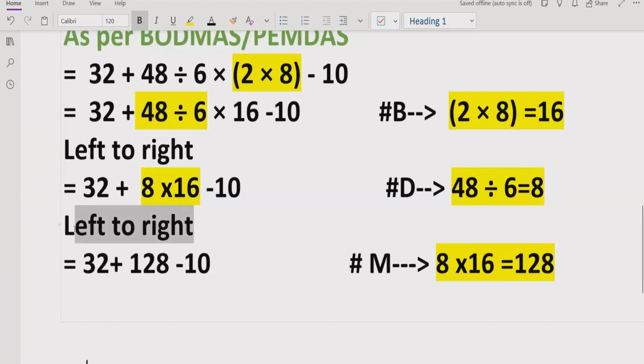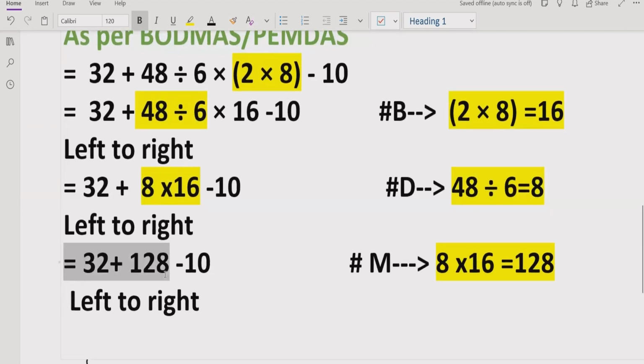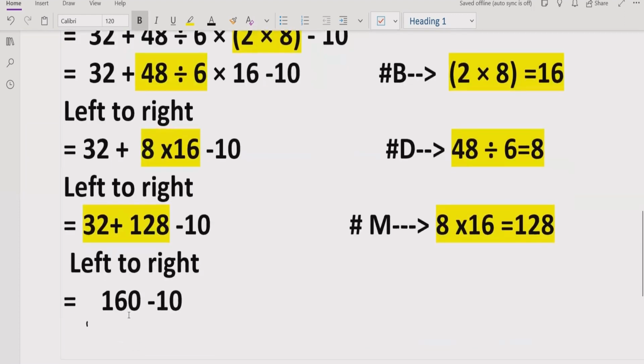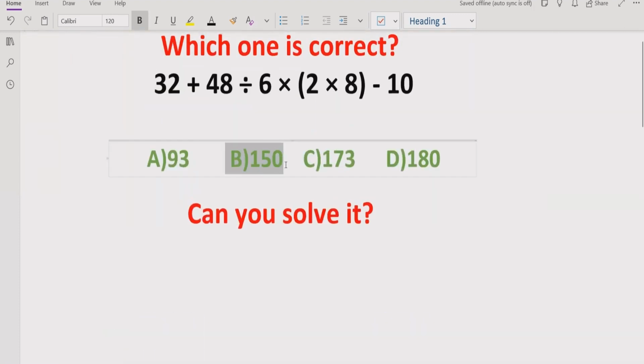And now we will move forward again left to right and see which is coming. Now we see addition. Our expression does not contain any multiplication and division now. We will solve addition because it's coming first. So now we add 128 plus 32, and it becomes 160, and minus 10. Now we move forward and we have only the subtraction in our expression. So the answer is 150. The correct answer of this expression is 150. If you see in the answer list, answer B is the correct answer.